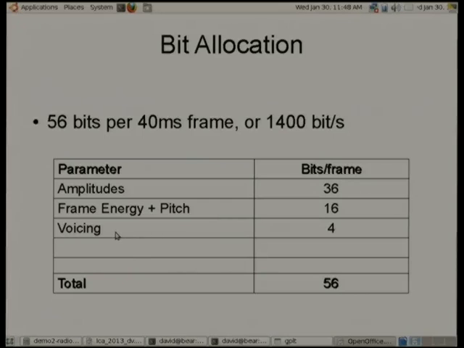There's another parameter I didn't discuss, and that's called voicing. That's really whether the sound we're generating is a consonant or a vowel. When it's a consonant, it's mainly noise-like, s, sh, and we don't need that pitch information. We just put random noise in there instead and shape that with the amplitudes. So the voicing is a little binary switch that we update regularly as well. Total of 56 bits per 40 millisecond frame, or 1400 bits per second.